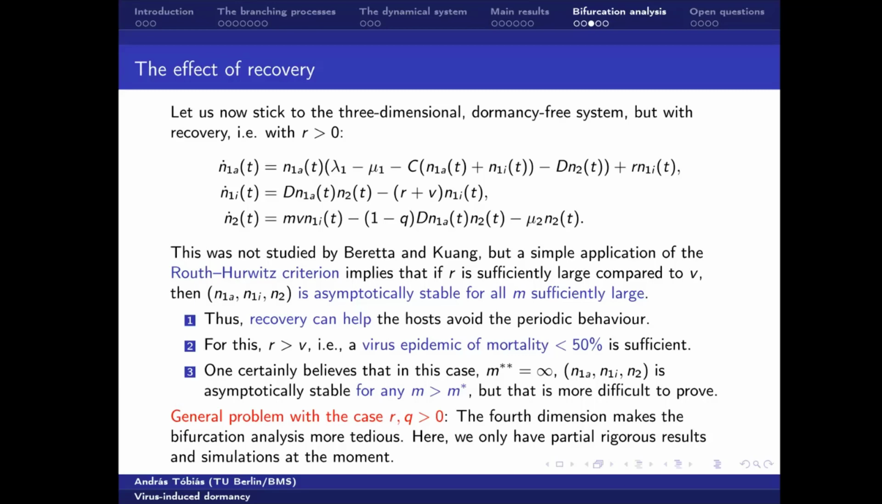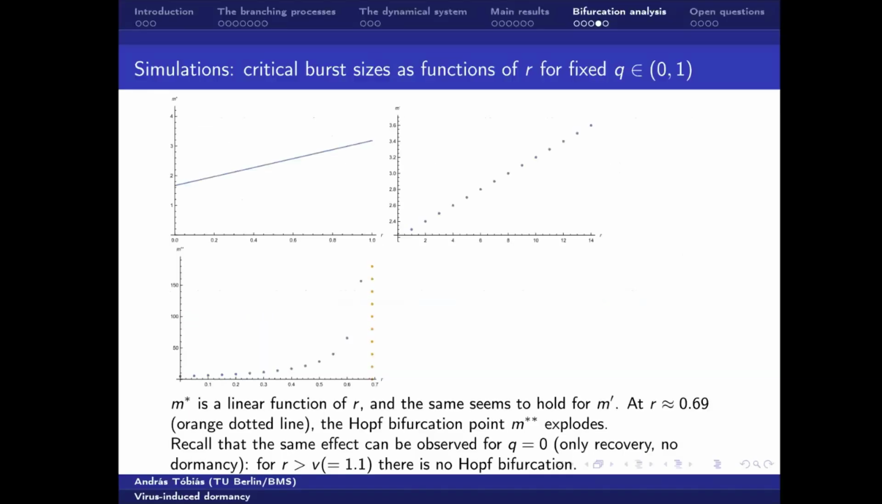But if R and Q are both positive, then the analysis becomes more tedious because we have to look at the 4-dimensional dynamical system, and there the Hurwitz criterion is much more complicated. We only have some partial results and also some numerical results that I want to show you. So here we have fixed parameters, positive R and positive Q, and this is M star. We fix Q and all the other parameters, and we only change R. So I play with the recovery rate, and I want to see where my critical burst sizes are.